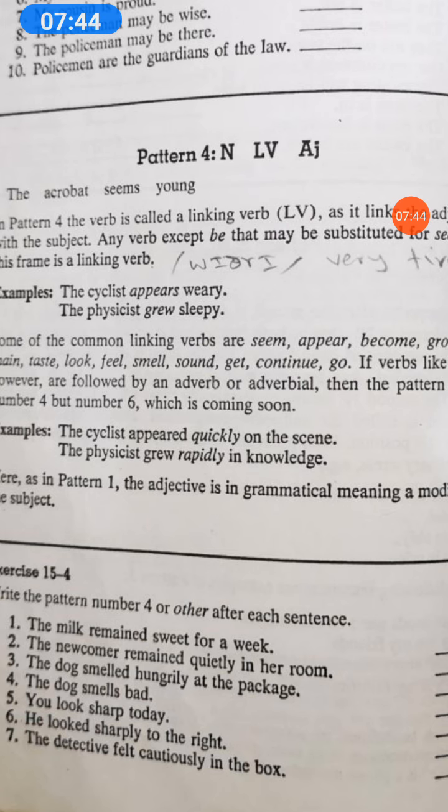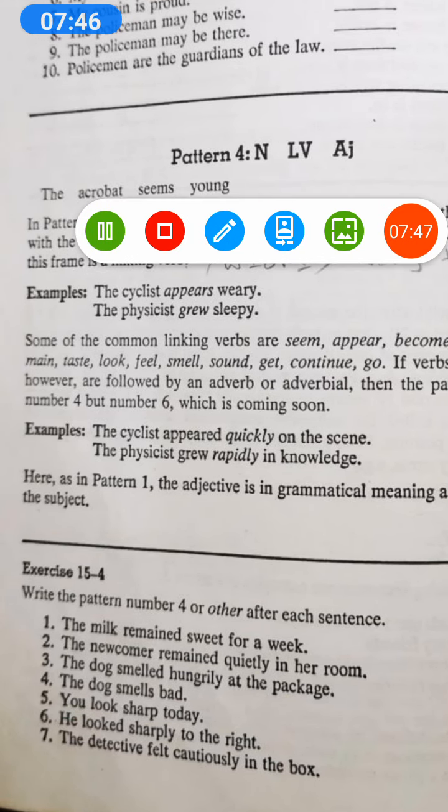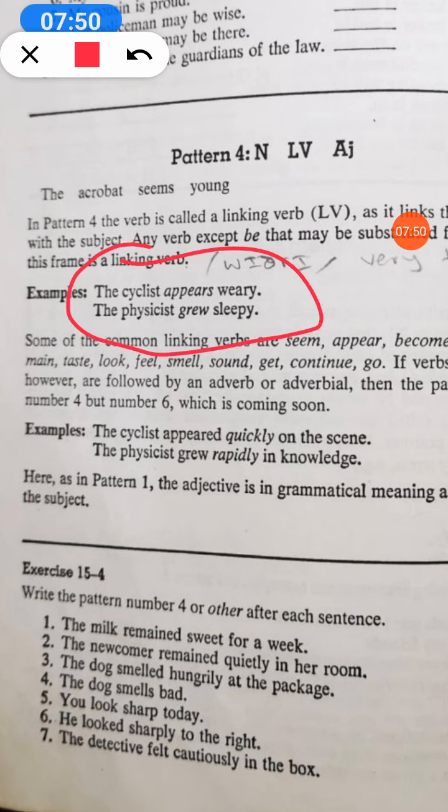So for example, in these 2 sentences, the cyclist appears weary. It means very exhausted, very tired here. The cyclist, the first one here, is the subject, is the N, and appears, in the meaning of appear, is this linking verb, and then we have an adjective. The same thing for the second example. The physicist grew sleepy. The physicist is the subject, is the N, and the linking verb is grew, and then we have an adjective.